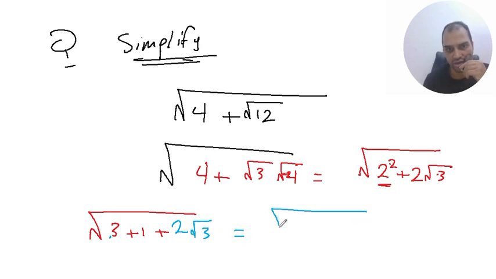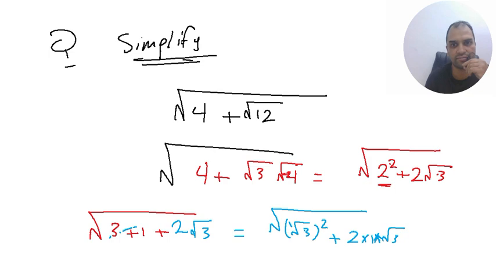How is this? We can write 3 here as root 3, whole to the power 2. And in the middle here, we can write 2 times 1 times root 3. And the third term here will be 1 to the power 2. This expression will be to the power 2.